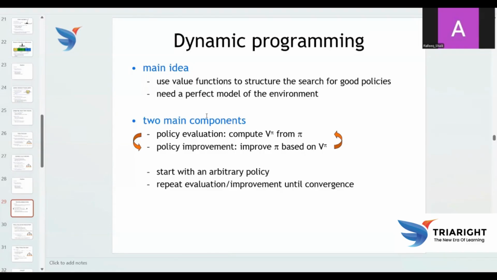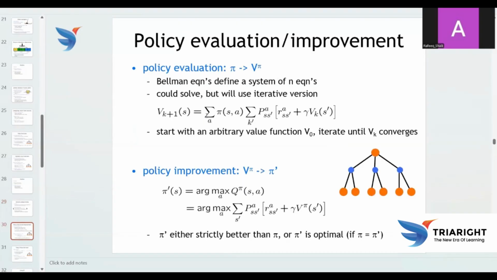Okay. So it uses the value function to structure the search for a good policy, and needs a perfect model of the environment, right? It has two main components, policy evaluation and policy improvement. Compute v pi from pi, and improve pi based on v pi, right? It starts with an arbitrary policy and repeats evaluation and improvement until convergence. So we can see the difference between policy evaluation and policy improvement.